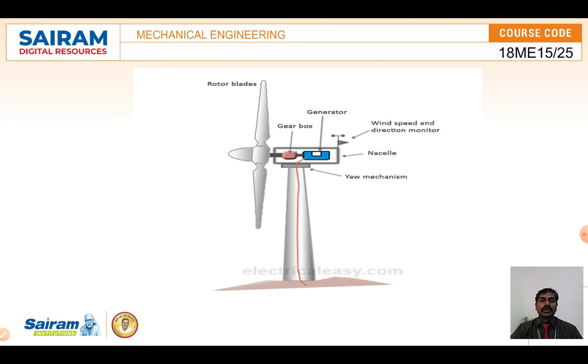According to the direction of the wind, we can change the rotor naturally with the help of the wind speed and direction monitor. We can check the wind speed, where it is and what the direction is, and control everything with these speed and direction control monitors, so that the blades can be directed according to the wind.